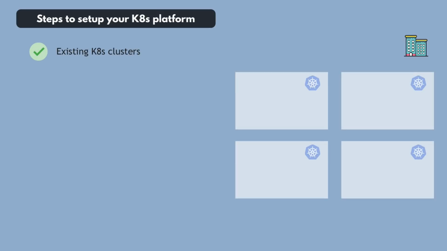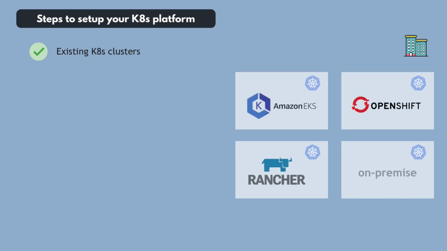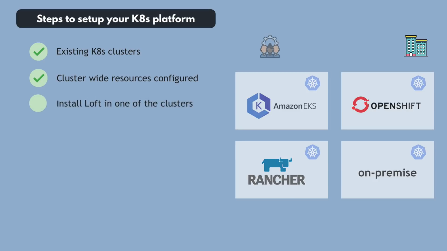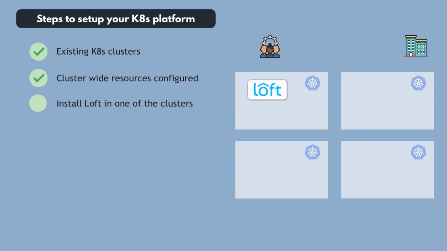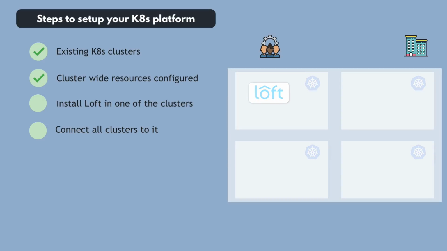Usually you already have existing Kubernetes clusters in your company, which may have been created using EKS or OpenShift or Rancher, and you already have ingress controller, monitoring and some cluster-wide resources already configured. Now Loft comes into the picture, and usually DevOps engineers will install Loft in one of the clusters and then start connecting all the other clusters to it, basically creating one big self-service cluster for the whole company.